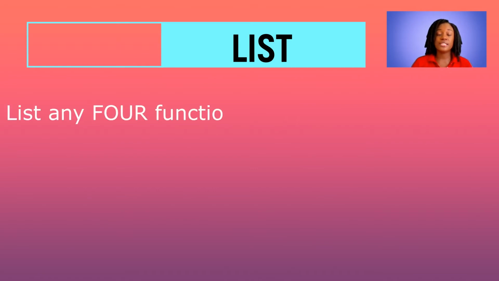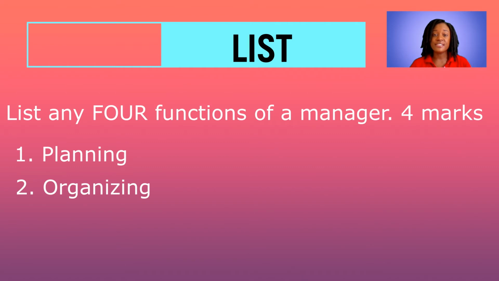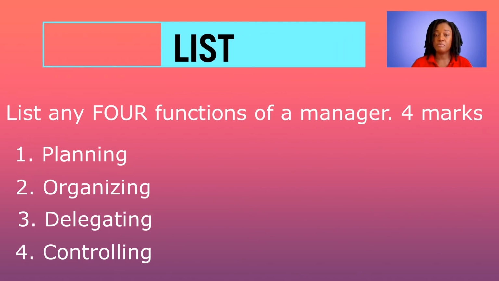If you're asked to list any 4 functions of a manager, all you need to do is put them in an order. You can number them. 1, planning. 2, organizing. 3, delegating. 4, controlling. You do not need to do anything else. You do not need to give any explanation because all you are asked to do is to list them. Just identify them, and you can order them by numbering them or using any kind of bullet points.